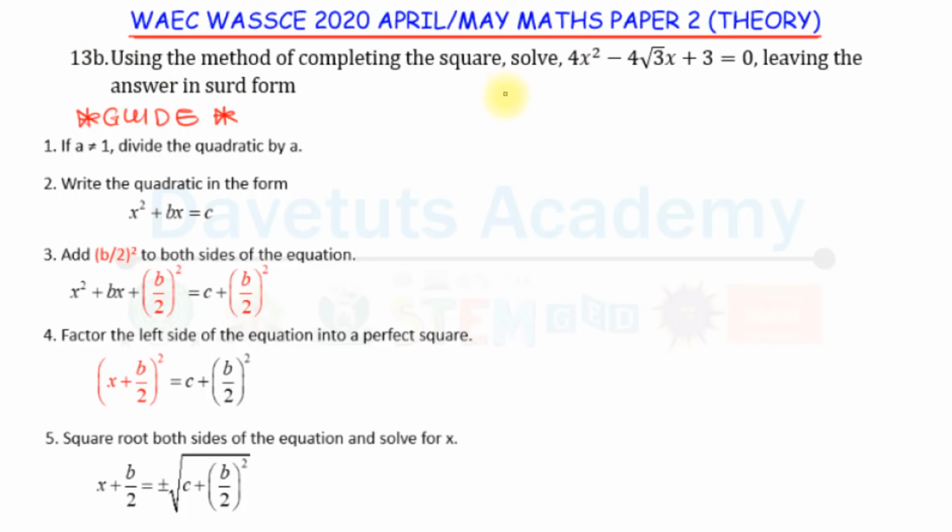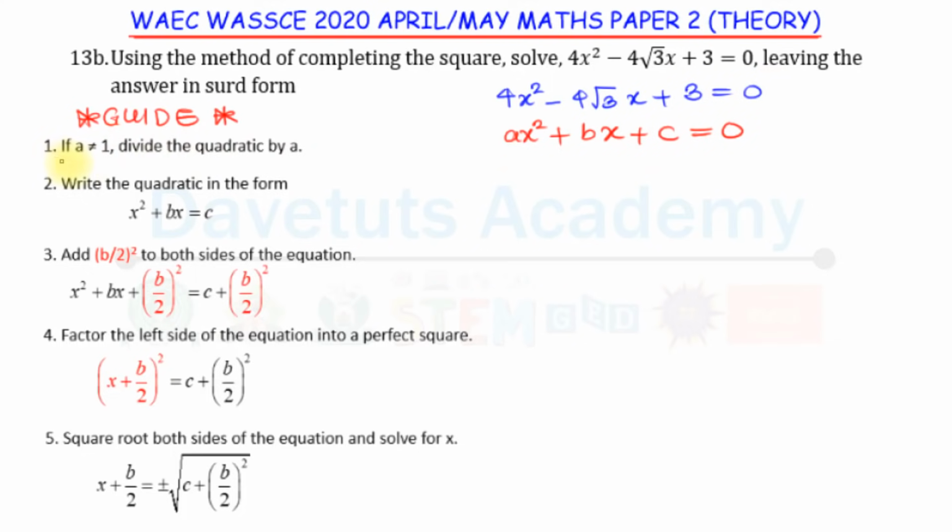In the first case, we have the equation given as 4x squared minus 4 root 3x plus 3 is equal to 0. If you compare this with the general equation ax squared plus bx plus c is equal to 0, you can see that a, which is the coefficient of x squared, is 4. b, which is the coefficient of x, is minus 4 root 3. And c, which is the constant, is 3 in this particular case.